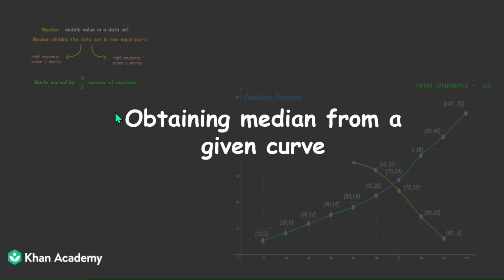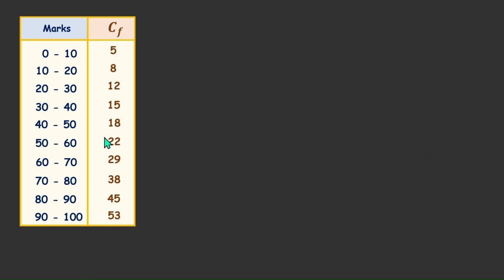Hi everyone, today we'll learn how to obtain the median from a given curve. So let's say we have a table where the marks distribution is given, and this CF stands for the cumulative frequency of the number of students. Now we need this to create an ogive curve.